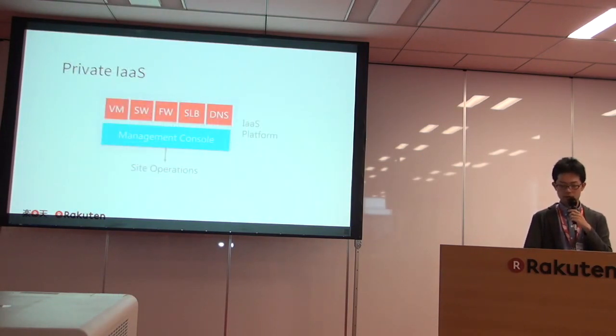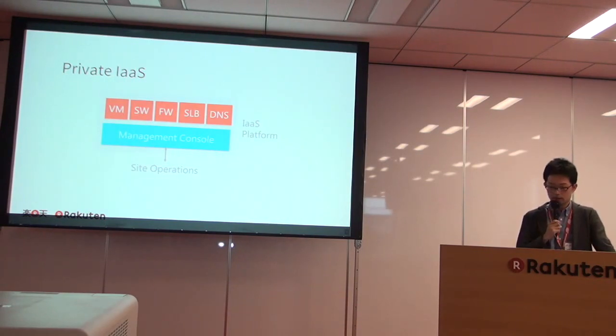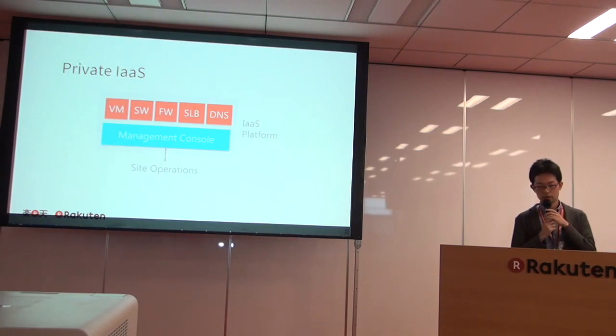Okay, let's go on to private IaaS. Private IaaS is one of the most important platforms of Rakuten Ops. We provide an in-house developed management console shown in the bottom for site operations appeared in the previous organization diagram. Let's start from the top left one.